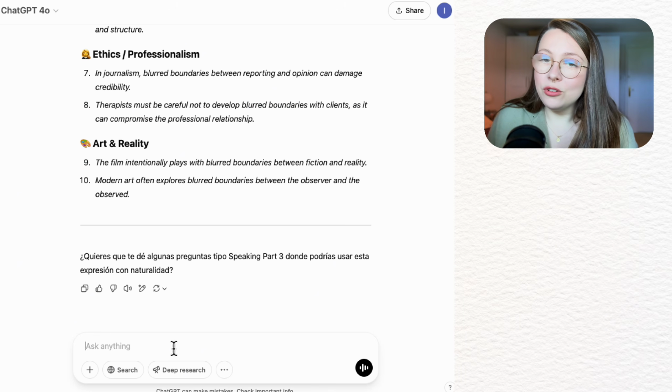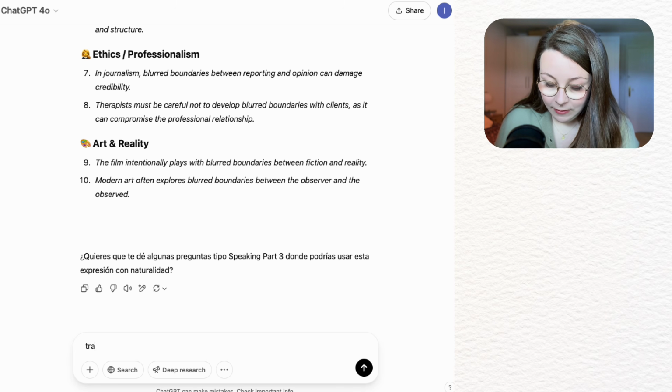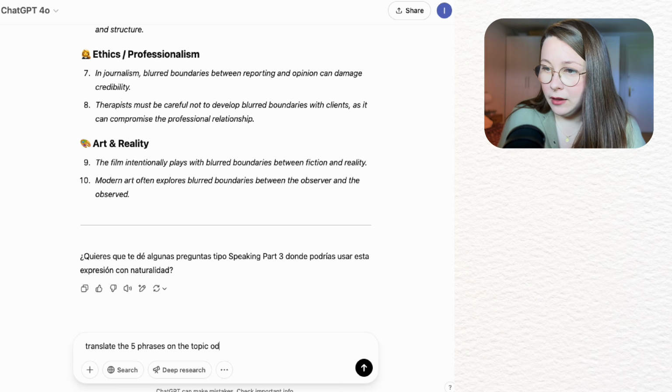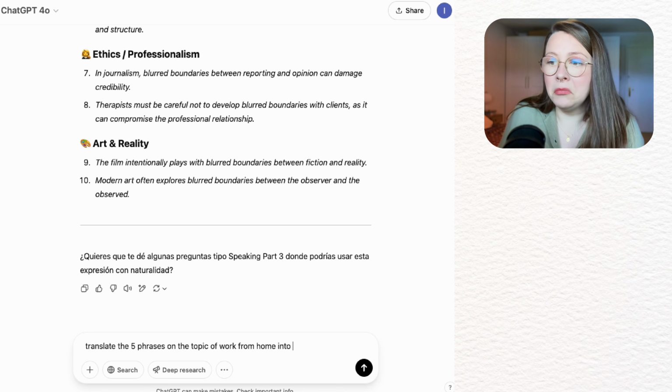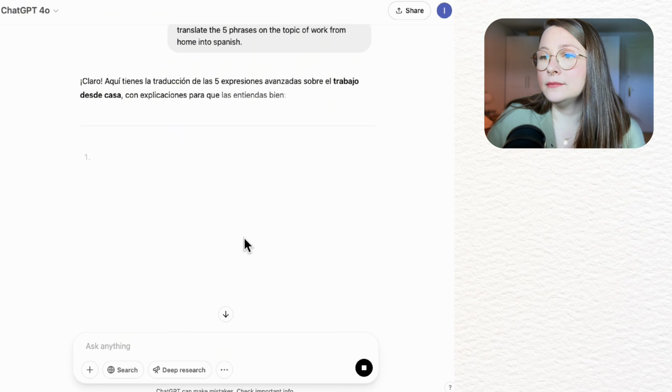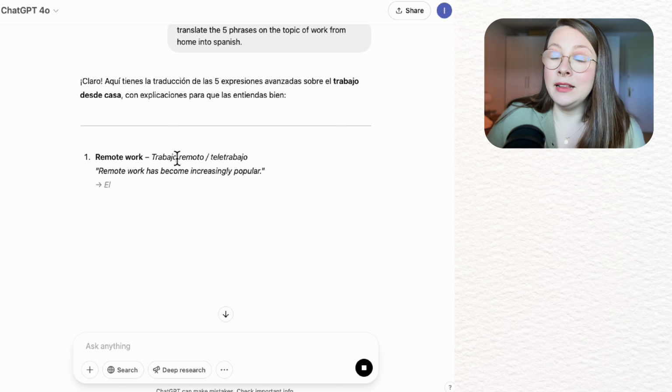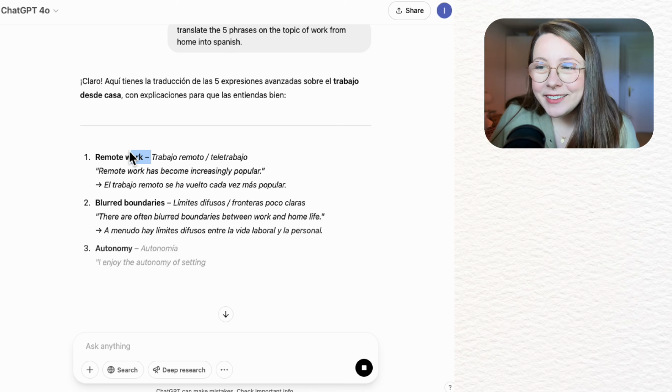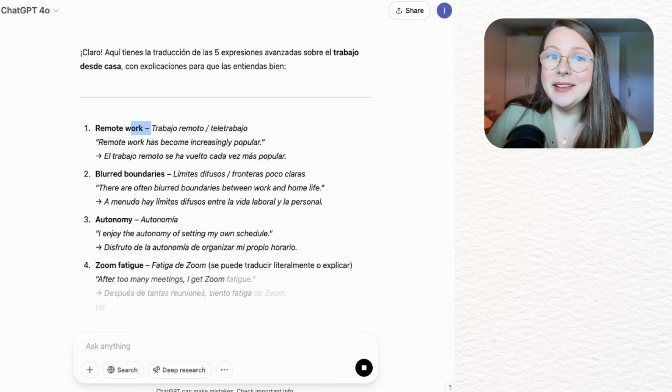Let's say that you want to write these pieces of vocabulary in your vocabulary notebook. You might say, translate the 5 phrases on the topic of work from home into, let's say your native language is Spanish, let's put into Spanish, just so we can understand them a little bit better. All right, and there you have it, which might make it easier just to understand these phrases a little bit better.